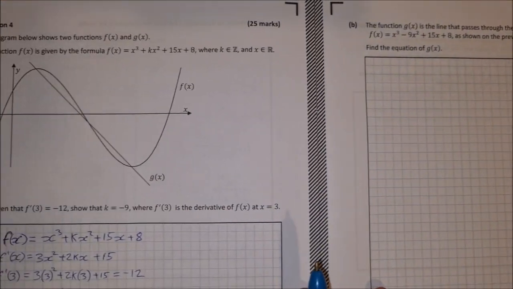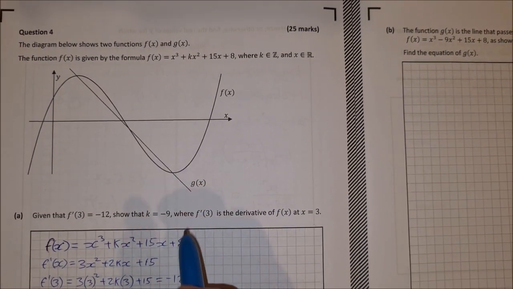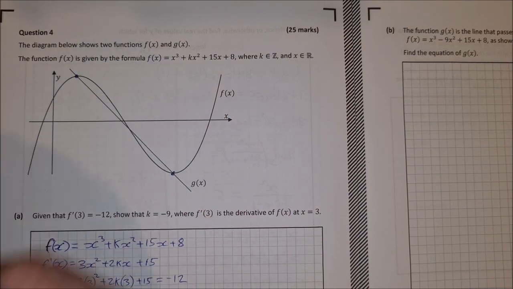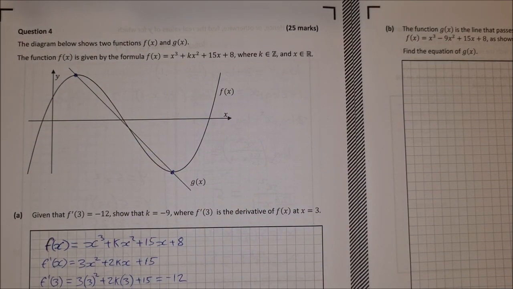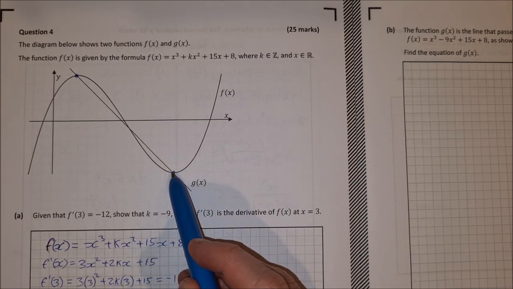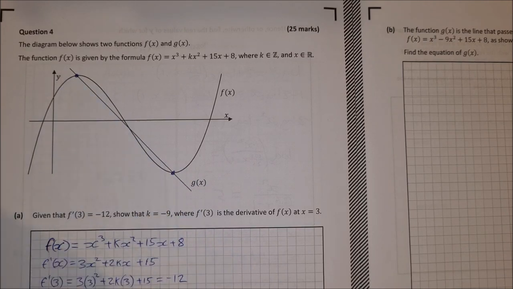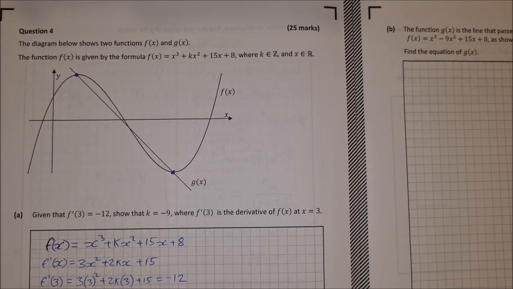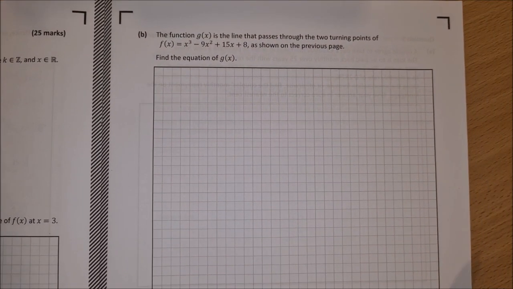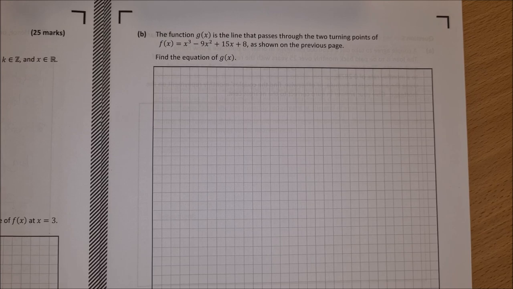So let's just take a quick look at our diagram. Here we can see that it's passing through the two turning points of f of x. And we want to find the equation of g of x. So if we can find the coordinates of this turning point and the coordinates of this turning point, then we can just use those coordinates to find the equation of g of x. So the first thing to do is to find the turning points.